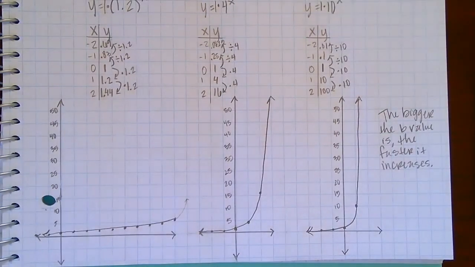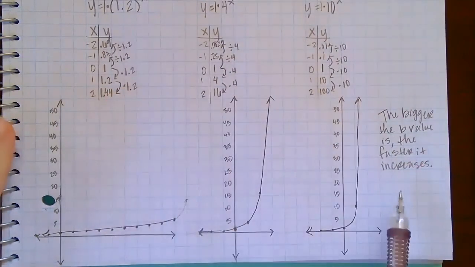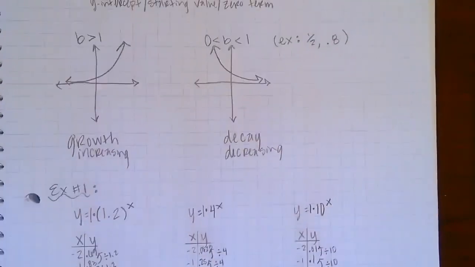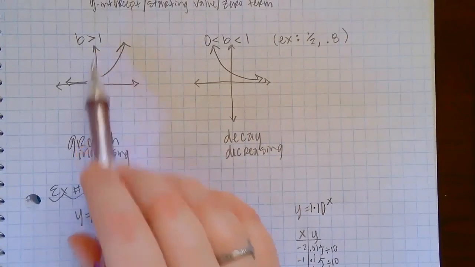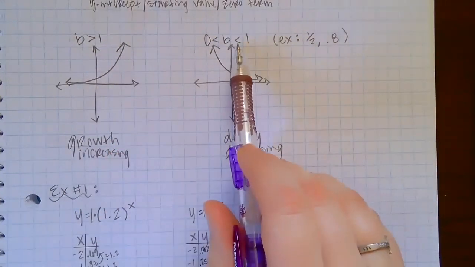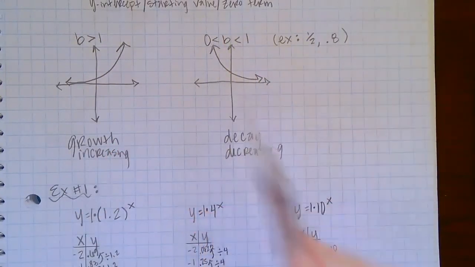All right. So two things to remember: the bigger the B value, the faster it increases. And then also to remember that B values that are greater than 1 are increasing, and B values that are in between 0 and 1 are decreasing.